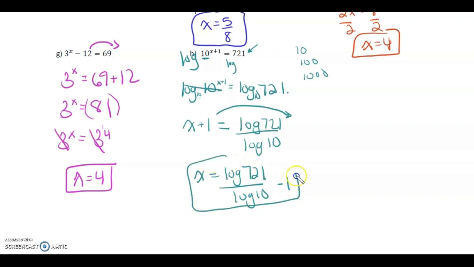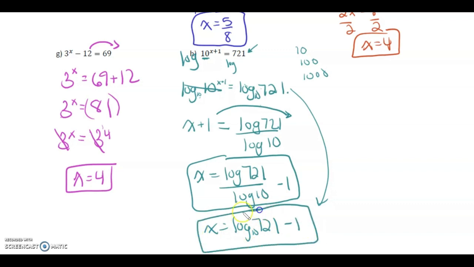We can either write it like this, or we could have kept log base 10 of 721, because that's a number, and then minus 1. Either of these two ways you can express.